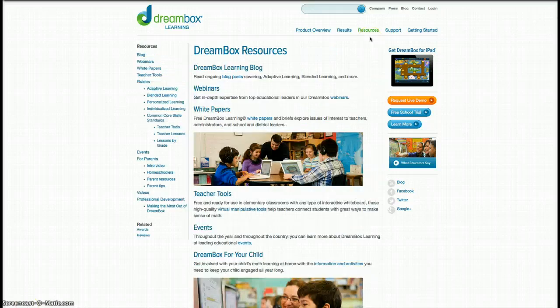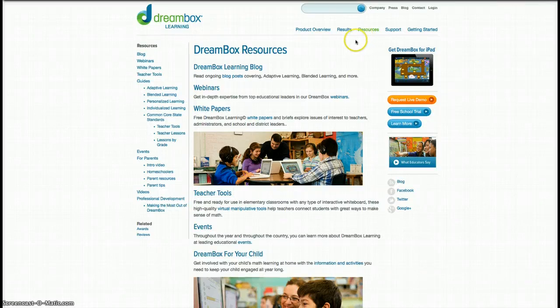There are a wealth of resources available at the DreamBox website that might give you a better understanding of how to use the tool. There are teacher tools and some virtual manipulatives which we've seen. There are some white papers and some webinars. There are also some videos that support student learning with the use of DreamBox.